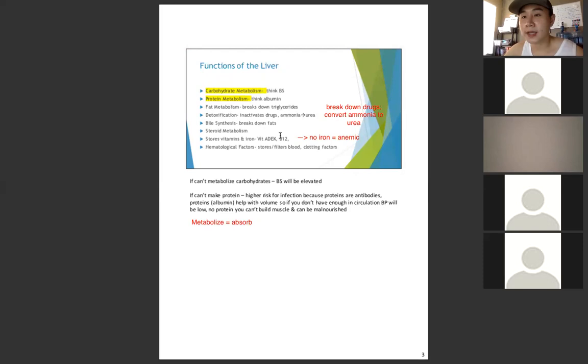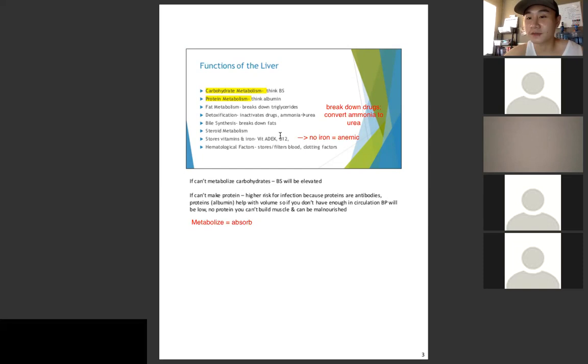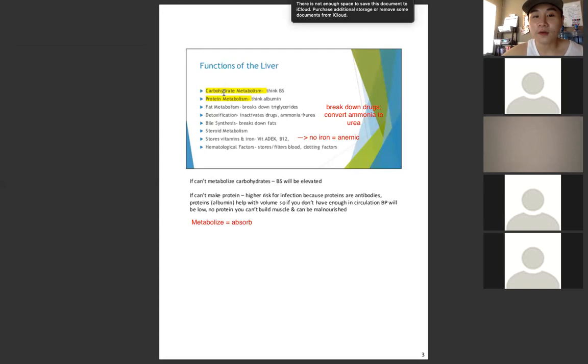So like I said, we're going to focus on the liver today. What are the functions of the liver? The liver is one of the most important organs in our body. To be honest, all of the organs are important, but the liver has so many functions, and it does so many things. One of the functions of the liver is carbohydrate metabolism. What is metabolism? Metabolism basically means absorption. The liver helps us to absorb the carbohydrate, to metabolize it, to break down the carbohydrate into smaller pieces, and then convert it into the blood sugar that we're able to use to generate energy. So that's one of the functions of the liver.